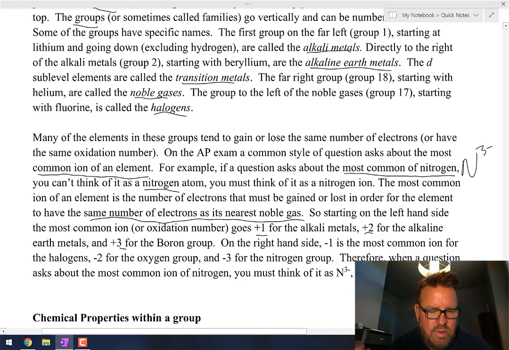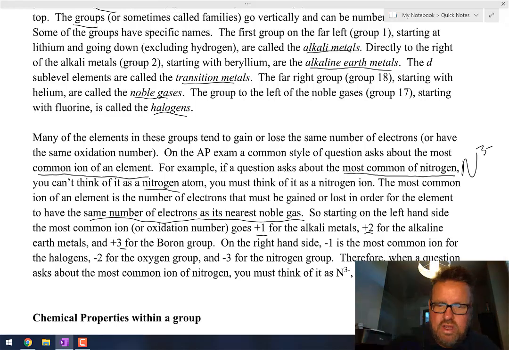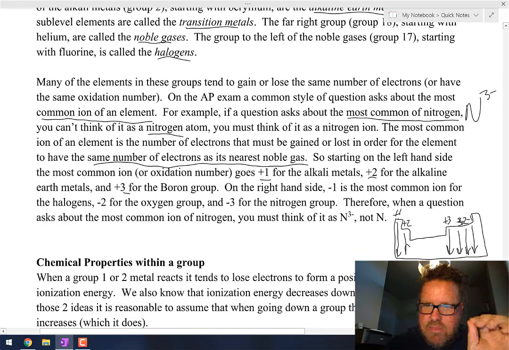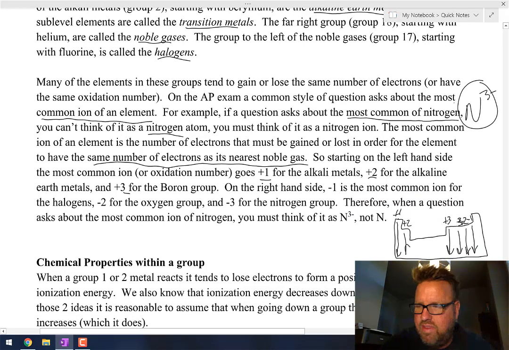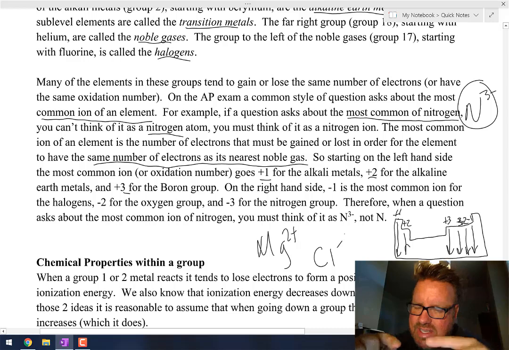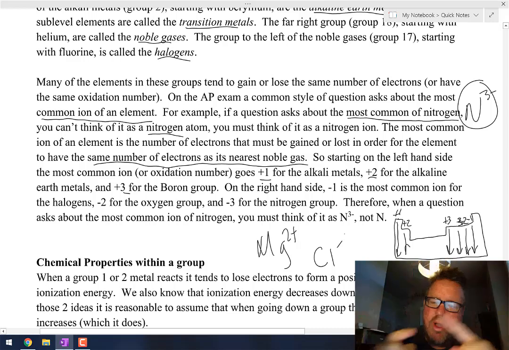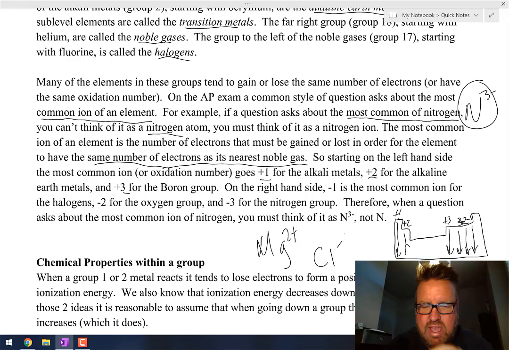Okay, and we will continue to talk about that, but anytime they say most common ion, you have to think of the ion, you have to think of the charge. If they say the most common ion of magnesium, you think Mg2+, not Mg. If they say the most common ion of chlorine, you think Cl-, not Cl. They're not going to say Cl-, they're going to say the most common ion of Cl. And you have to know what that is.